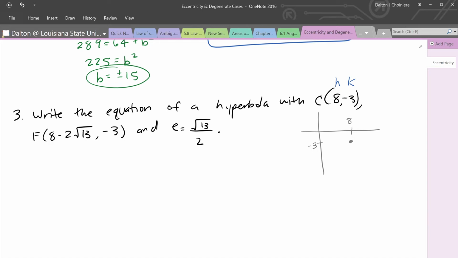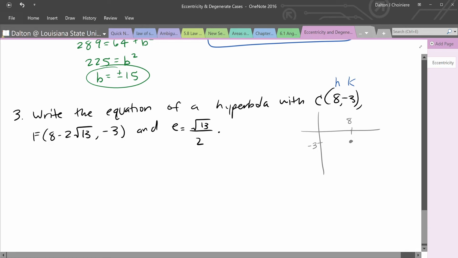So if you think about going to the right 8, then subtracting from that 2 square roots of 13, square root of 13 is going to be like 3 point something. So it's going to be subtracting like 6 point something from 8. So it's going to be way over here. And then going down here at -3. So this was the center. This is one of the foci. If that's the case, in order for this to all be aligned, my hyperbola curve has to go between those with the focus on the inside.